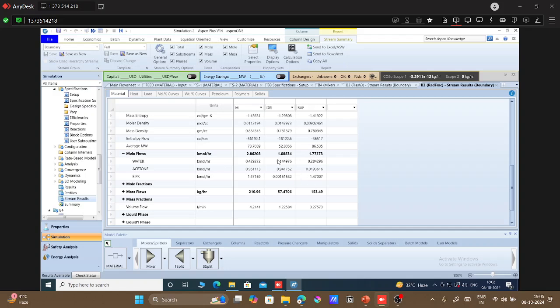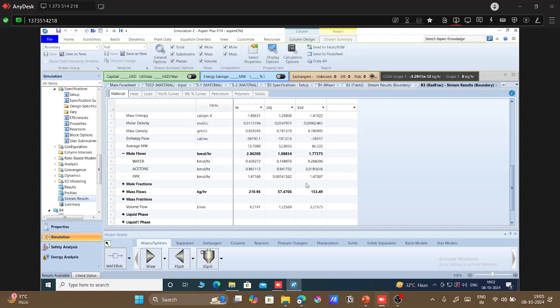But since the water amount is less, and we have selected the method as vapor liquid free water basis, free water condensate basis. So instead of using vapor liquid equilibria, it will use some other property methods to ease out the calculation, to ease out the liquid equilibria part.